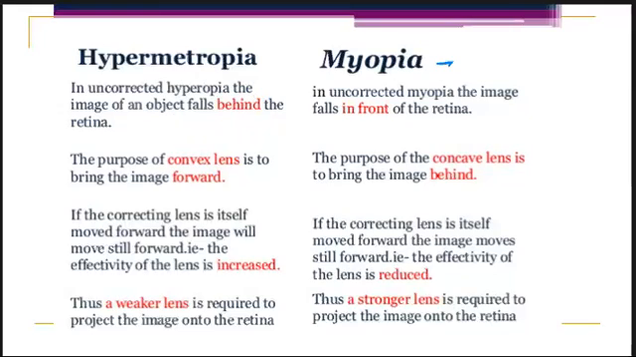Nearsightedness. Okay. So the purpose of the concave lens is to bring the image back. People suffering from this visual problem can see close objects clearly, but distant objects are blurry. Okay. So that's it.